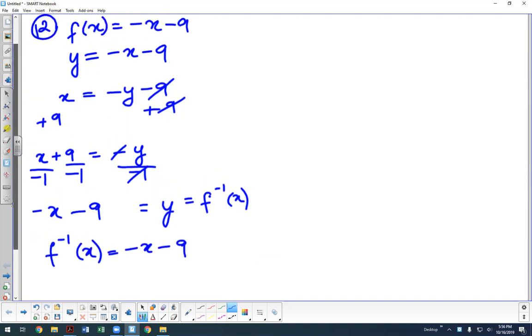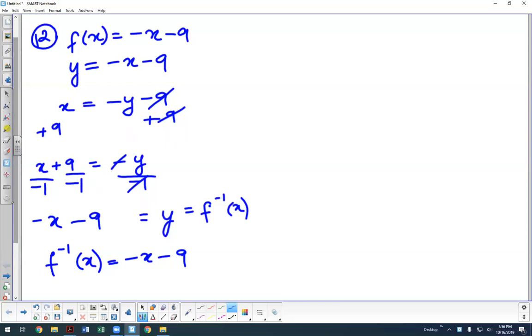So what do we notice here in this example? It's the same thing, right? So the original function is actually its own inverse because we got the exact same function here. Now for the checking part, where they said to check and make sure that your domain and range are going to get interchanged, we can actually just check it with a number.